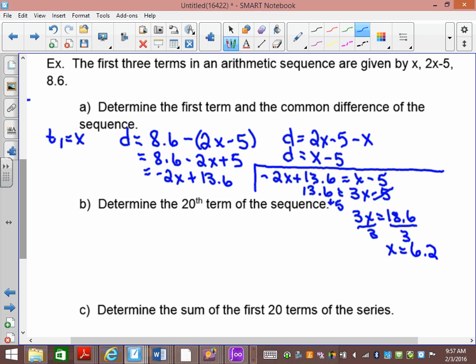So if I want to know the actual first term, it's 6.2. What's my actual difference? Is my difference 6.2? No, that's my x, right? My difference is 6.2 minus 5. So it's 1.2. If I filled it into here, I go negative 2 times 6.2 plus 13.6, which is 1.2. Same answer, okay? If I plug it into this x.